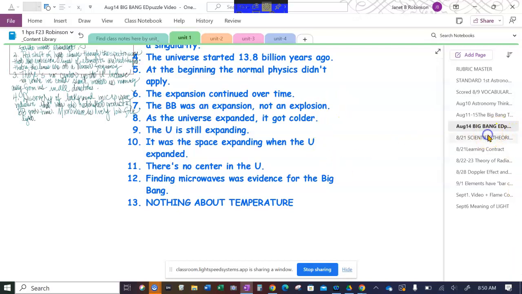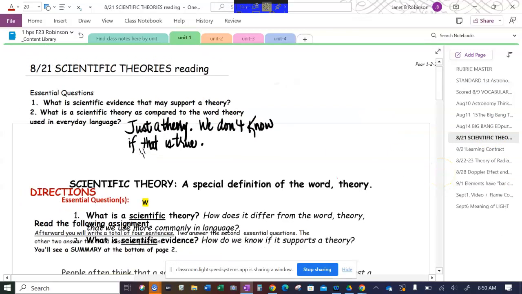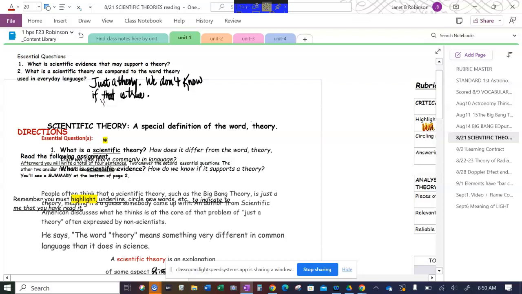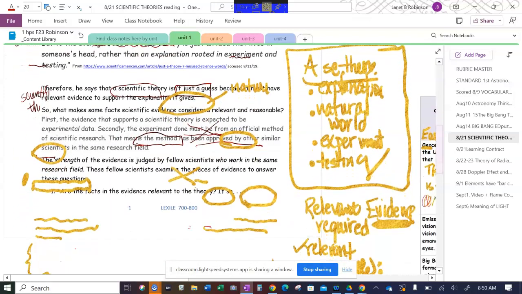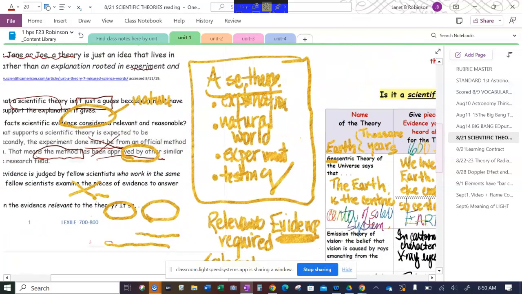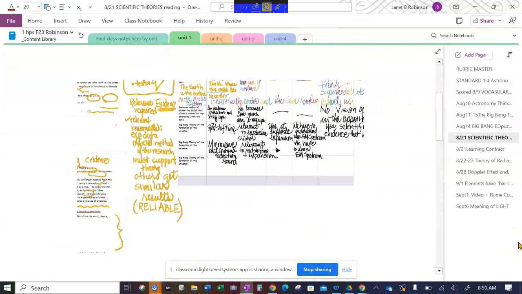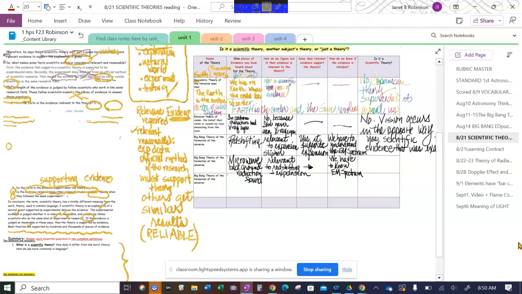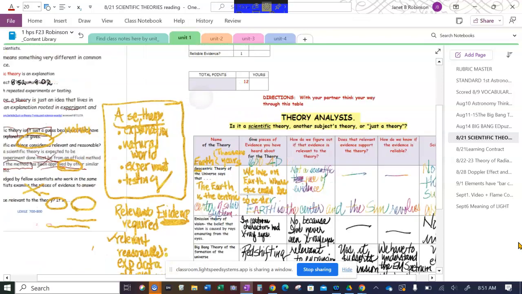Now, the next one we did was about what scientific theories were. This was also another critical reading that you were getting much better at doing all the time. A special definition of the word theory and how that word is different. So when we were finished analyzing this, we had taken an article that was this big and made it much smaller, so that everything in the article could be explained right here.